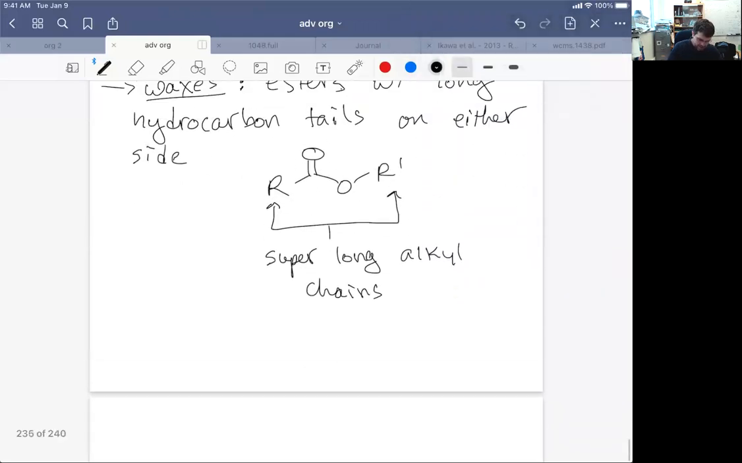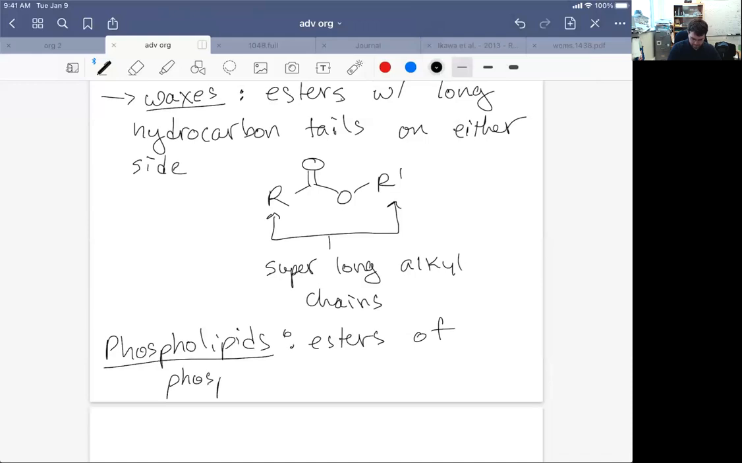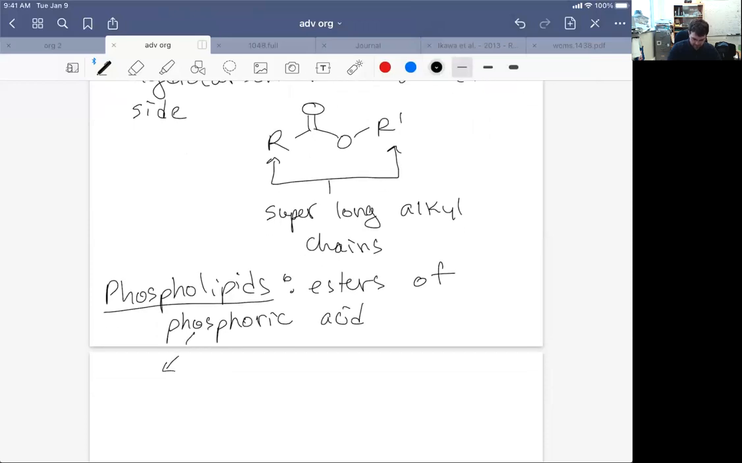So those are waxes. Let's move into the next type, and that'll be phospholipids. Most of the lipids and fats and waxes that we're going to be talking about are esters, just with different groups attached to either end of the ester. Here, these are esters of phosphoric acid. Phosphoric acid is H3PO4. And with that in mind, phosphate is a conjugate base of phosphoric acid.